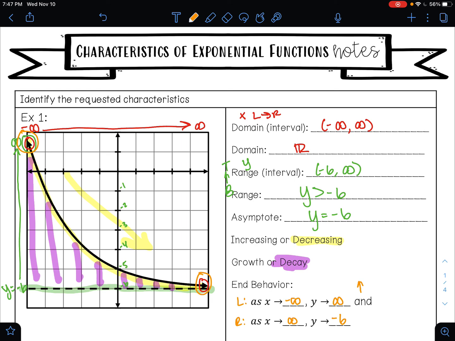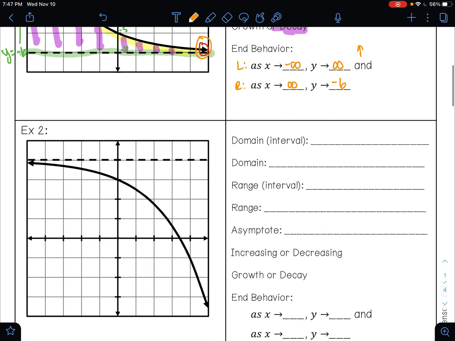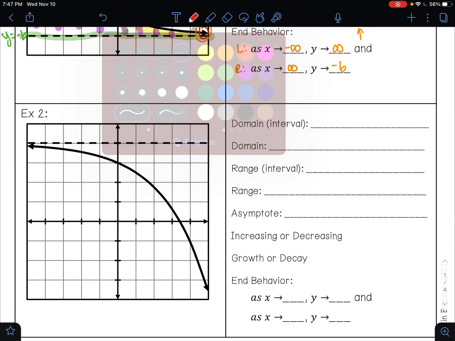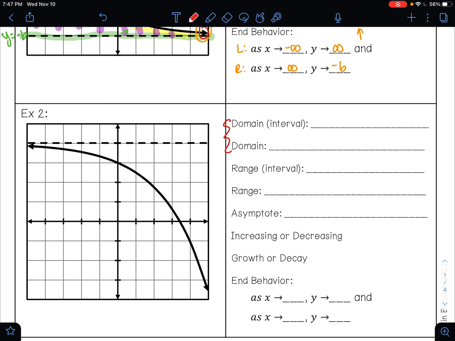Let's try this again with example 2. So on example 2, we want to find our domain and our range. My domain is my x values from left to right. Here, my graph is going to the left forever, so that's going to negative infinity. And my graph is going to the right forever, so that's going to positive infinity. Negative infinity to positive infinity is the same thing as all real numbers.